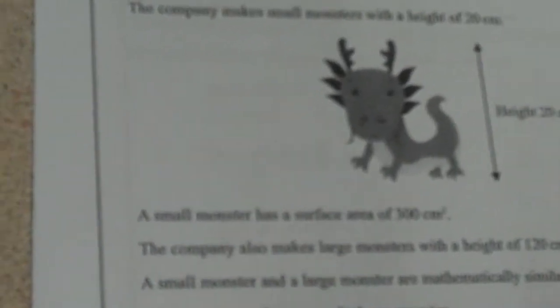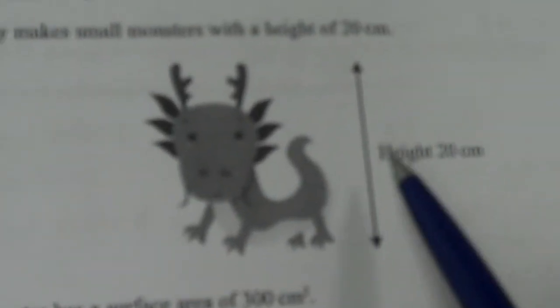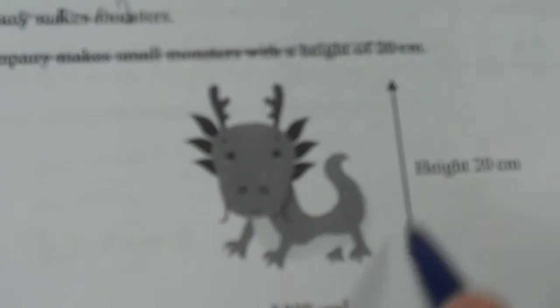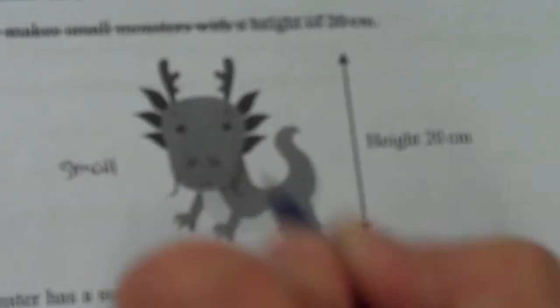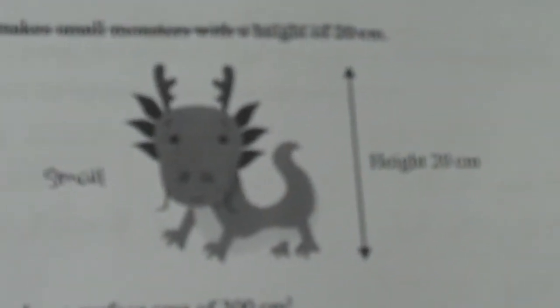Okay, question 16. A company makes monsters. Well, I don't really care if it does or it doesn't. The company makes small monsters with a height of 20 centimetres, and that is shown in this picture. So this information really, I don't like it in words. I've got a picture, it tells me the height of a small monster. So I'm just going to say this is small, just to connect the two.